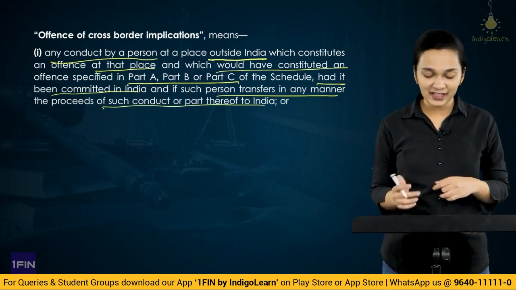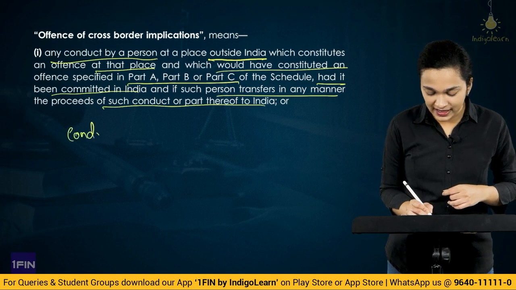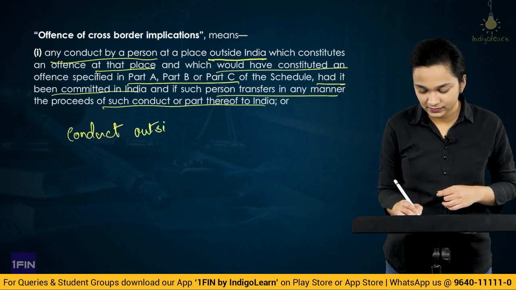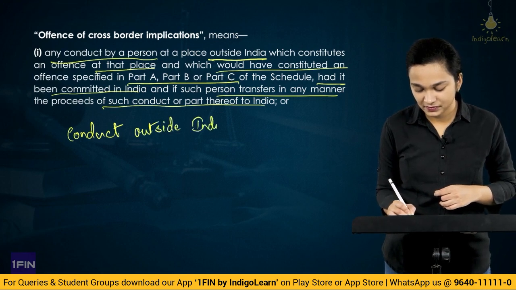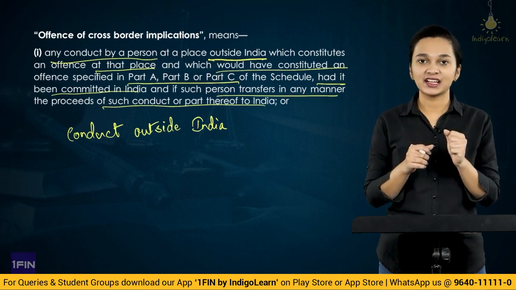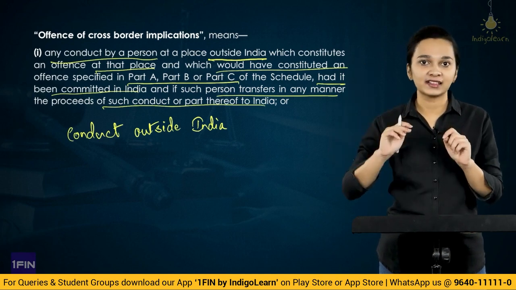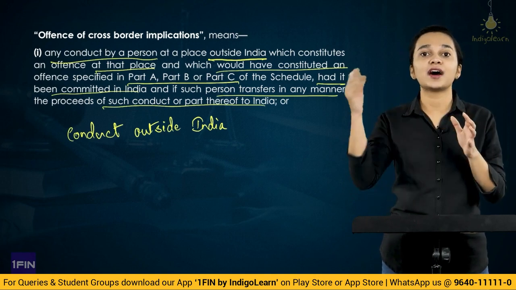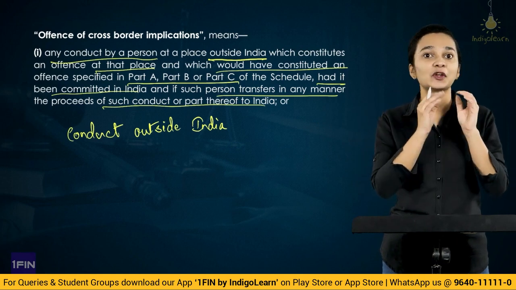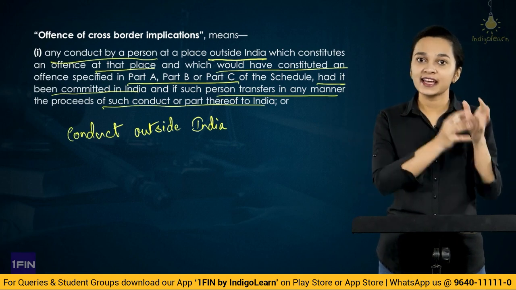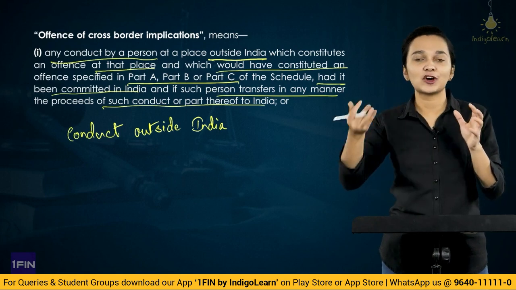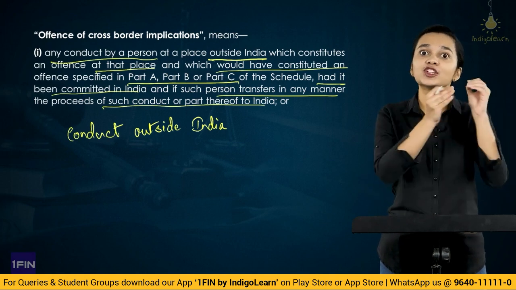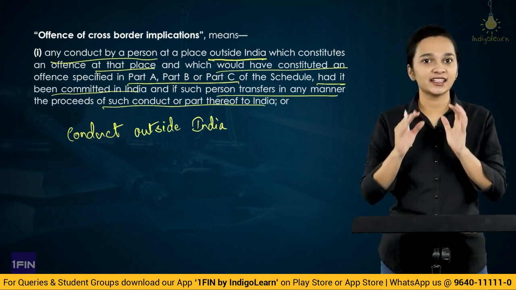What is the first point talking of? It says the conduct of offence has happened outside India. And this offence which is being conducted is an offence as per the laws of that country. And if it had happened in India, then it would have been an offence as per Part A, Part B or Part C of the schedule which have been prescribed. So, an offence has been conducted which is an offence as per the laws of that country in which the offence has been committed, and would have been a scheduled offence if it had been conducted in India as well.